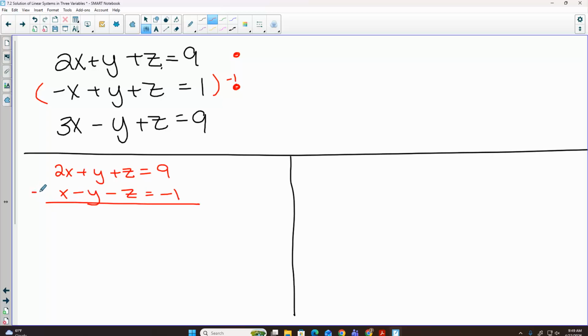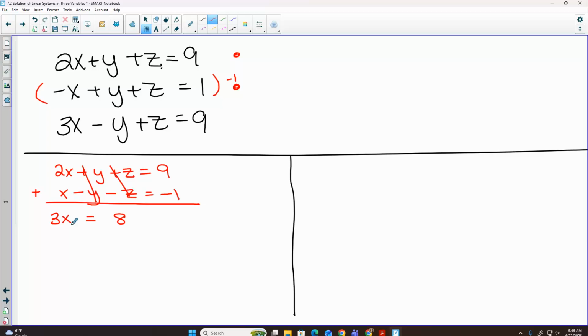Okay, so when you add those together, 2x plus x is 3x, y and negative y cancel, z and negative z cancel, equals 8. Now, a lot of times at this point, we are left with something that has two variables in it, in which case we have to go try a different problem and put another two together.